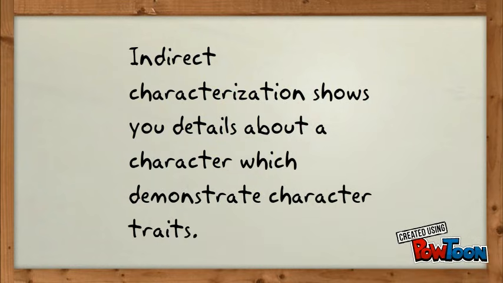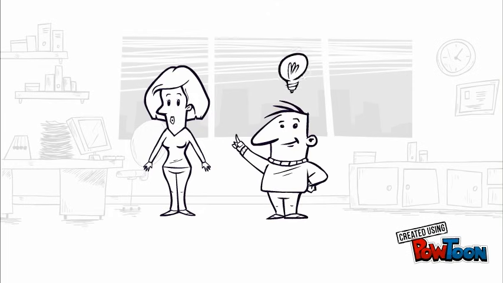Indirect characterization might be when we see Jim being helpful to an old lady who needs to cross the street. That's indirect characterization. We can infer that Jim is a good boy because he's helping the old lady.